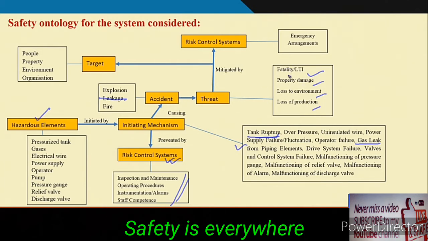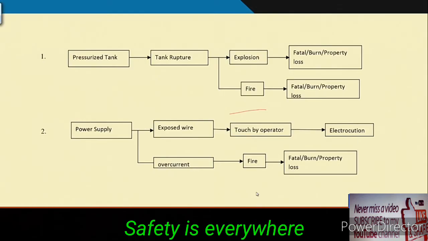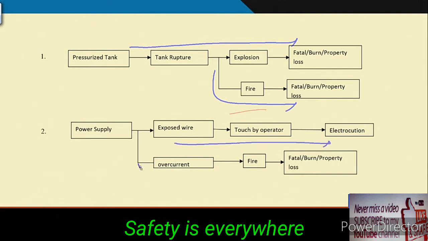And then these threats can be minimized by another kind of risk control system, which is known as mitigated risk control system. Here in this case we have given emergency arrangement only, and then this will lead to people, property, environment and organization. Organization means the reputation of the organization. From this ontology, accident paths can be created. For example, pressurized tank, tank rupture, explosion, fire. This is one path, this is another path. Here power supply related one path electrocution, another path related to fatal burn injury, something like this.